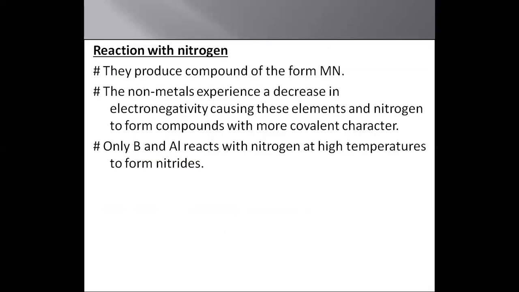Now, when we talk about the reaction with nitrogen, they produce nitrides of the type MN, because the plus 3 and minus 3 oxidation states make them form a compound with MN. But as I said, down the group, the stability of the plus 3 oxidation state goes on decreasing. So that's the thing we say.